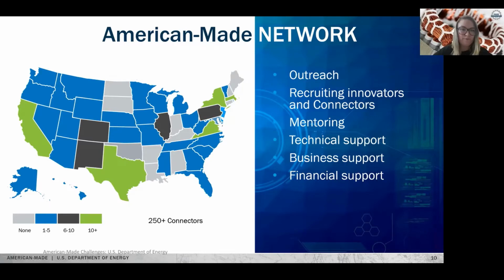The American-Made Network is 250 plus amazing organizations called connectors who help identify competitors for prizes and support them as they refine their innovations and submission packages. They also introduce competitors to mentors, industry partners, investors, and also help to provide resources, tools, facilities to catalyze their technology commercialization. The network is growing rapidly with connectors across the country, with about 50% growth over the last year.